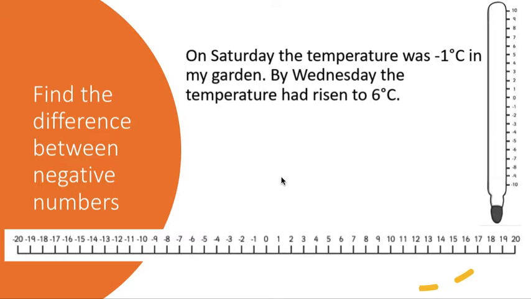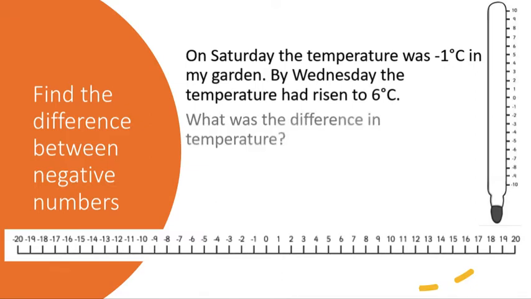Okay, on Saturday the temperature was minus 1 degrees in my garden. By Wednesday the temperature had risen to 6 degrees C. So what's the difference between these two temperatures? What's the difference? How many degrees did it rise by?